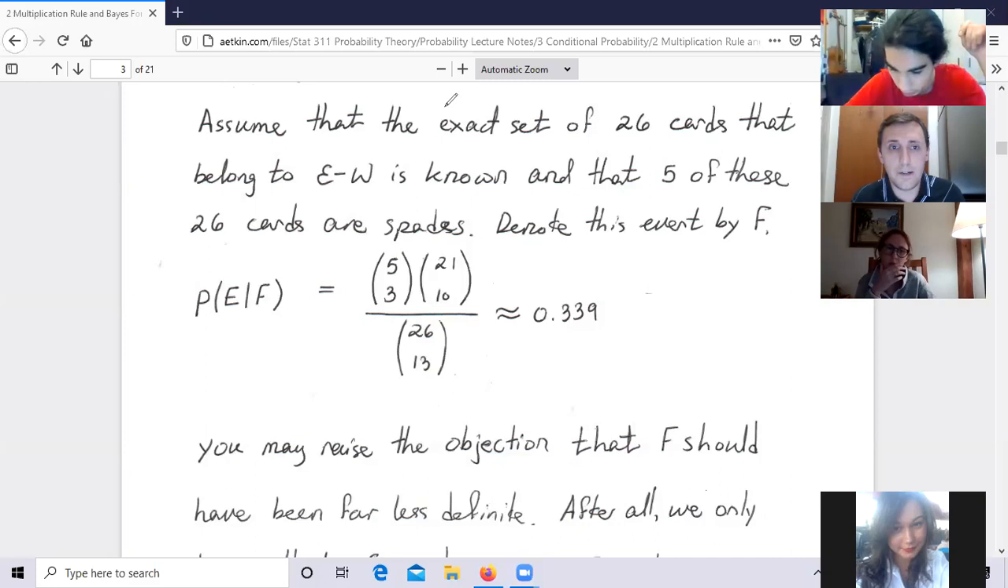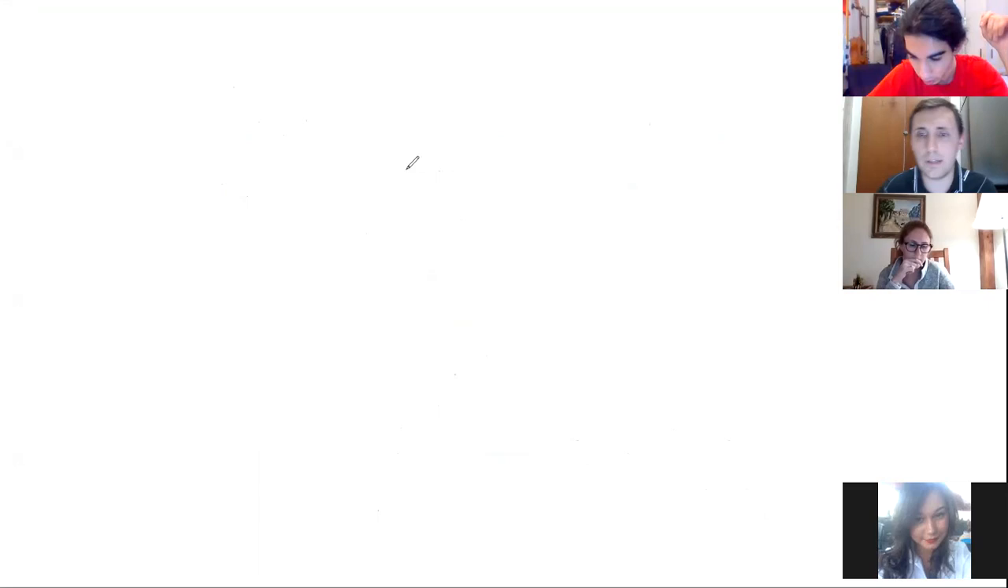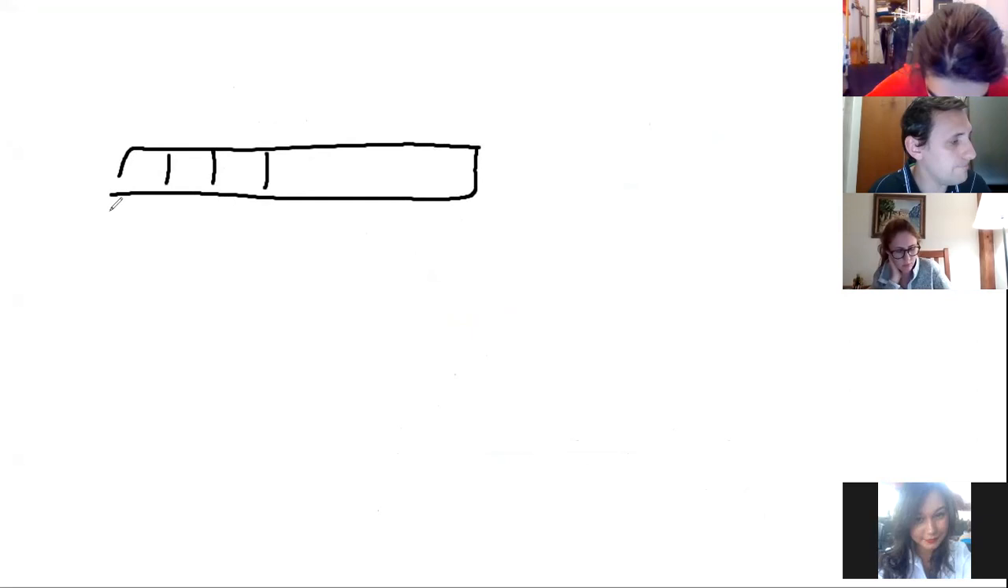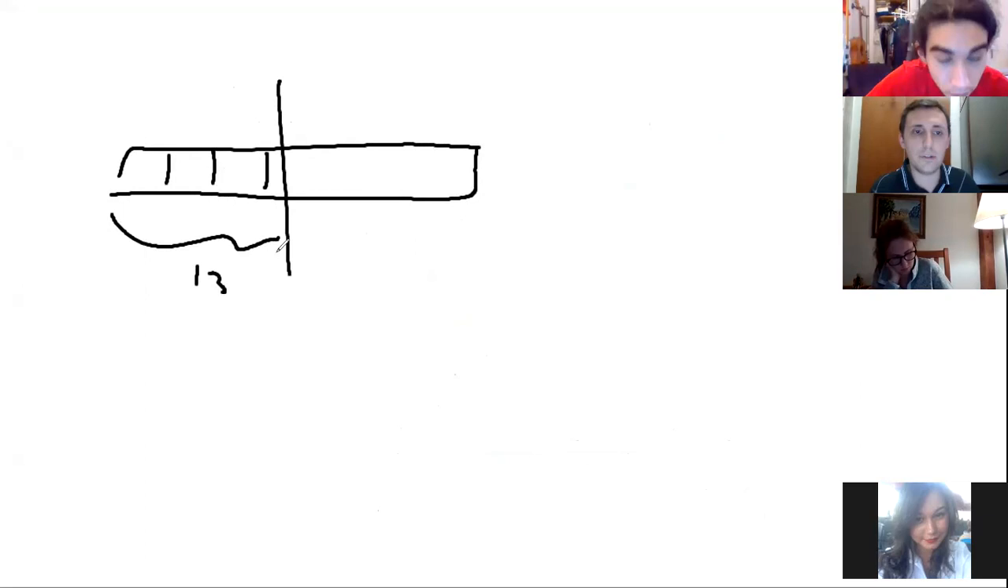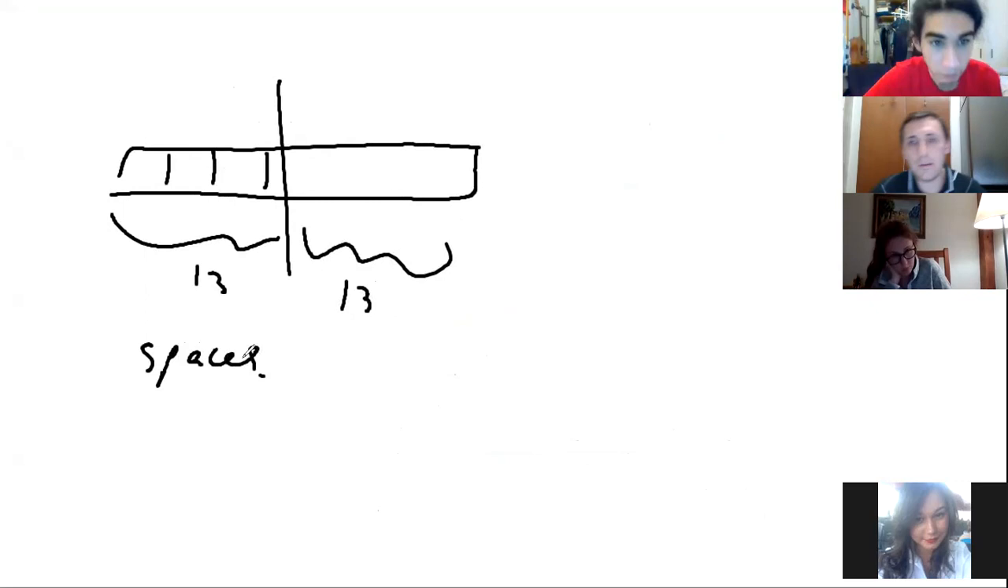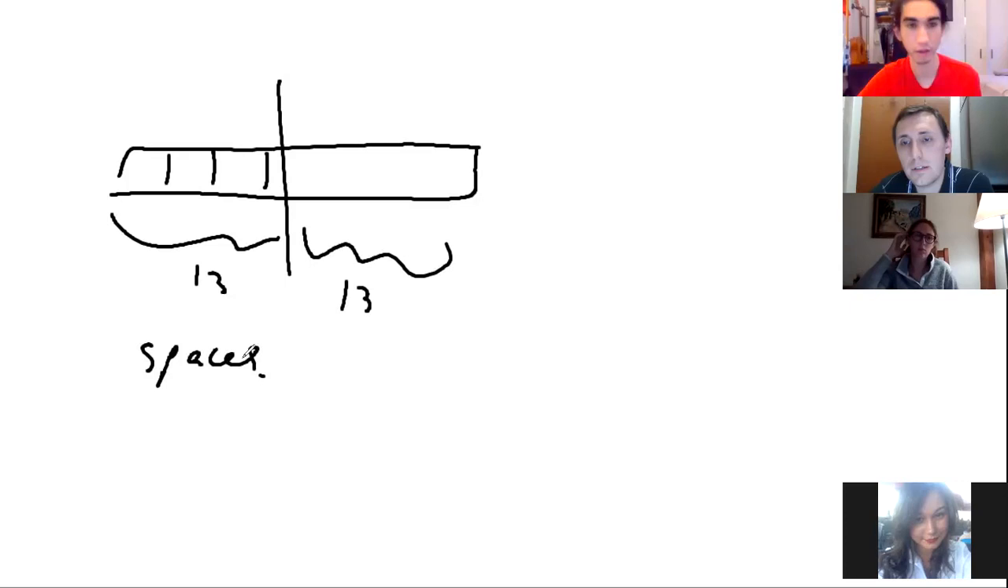Whiteboard. So another solution I suggest is we can imagine that we have a bunch of spaces, let's say there are 13 spaces and then there is this bridge after the 13 spaces and another 13 spaces. Only spaces, okay? Now, I only focus on the spaces occupied by five cards, right? So there are going to be five of those 26 spaces occupied by spades.